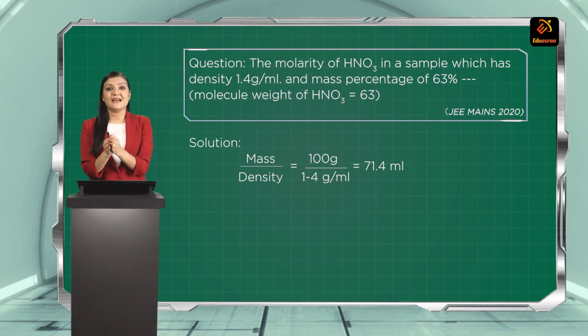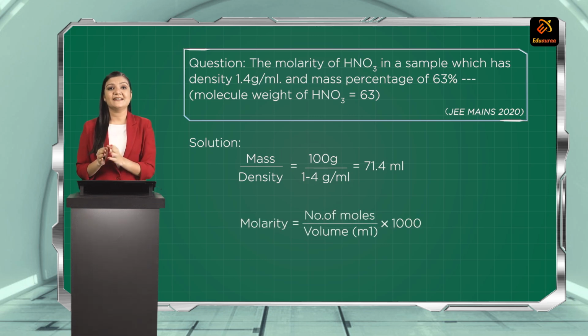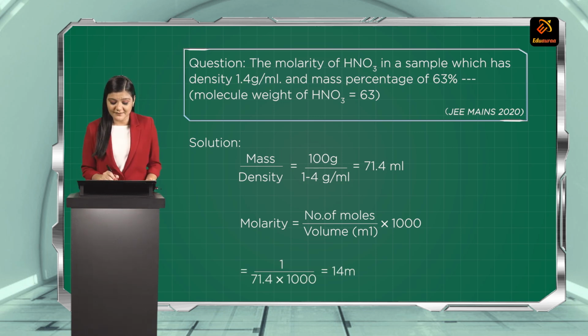We have to find out the molarity. Formula of molarity is number of moles of solute divided by volume of solution. And if volume is given in milliliters, then multiply the entire equation with 1000. Number of moles we have calculated is equal to 1. Volume of the solution is 71.4. Multiply by 1000. The answer is coming out to be 14 moles, or 14 molar. So the molarity of the given nitric acid will be equal to 14 molar. Let's see the next question.